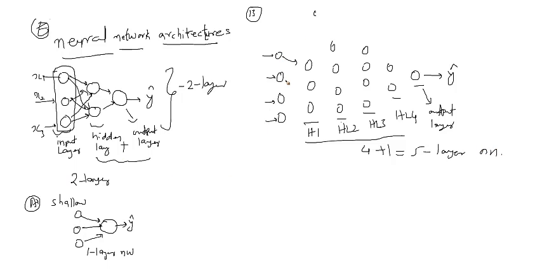And again, each of these are connected. Because it's so messy, I'm not going to draw everything, but generally every neuron is connected to every neuron in the next layer, especially in a fully connected neural network layer. Okay.